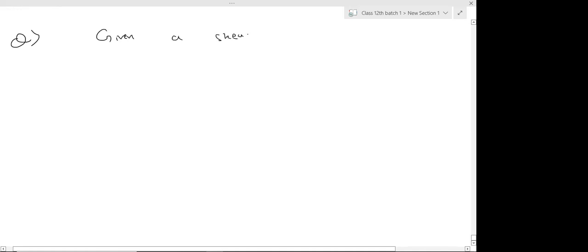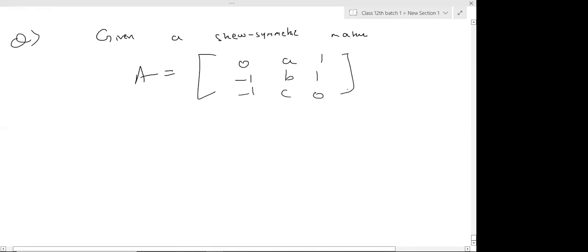Given a skew symmetric matrix, A equals 0, A, 1, minus 1, B, 1, minus 1, C, 0, then find the value of (A plus B plus C) whole square. All right, I'll give you 2 minutes.